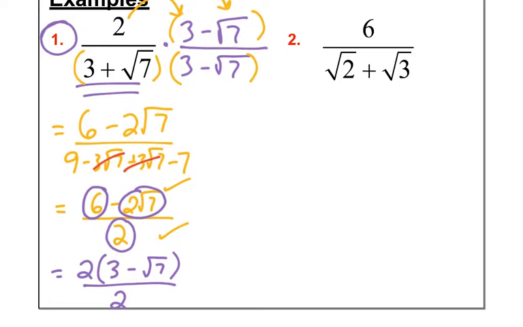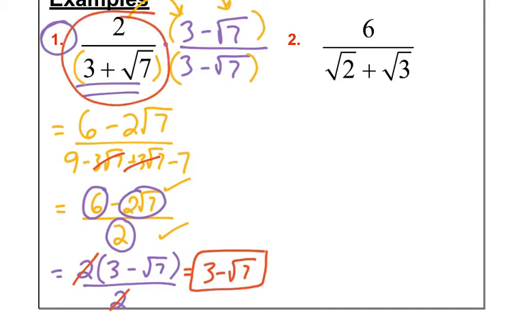That's great because look what happens to the 2 on the outside. Poof, and the 2 on the bottom. Poof. And your final answer is 3 minus root 7. Look how pretty that turned out. We started with this monster up here. We did some really cool conjugate rationalizing. And this is my final answer. Nice, folks. Why don't you try number 2 on your own? And then we'll catch up with each other and see how you do.